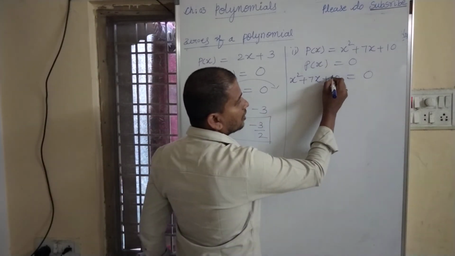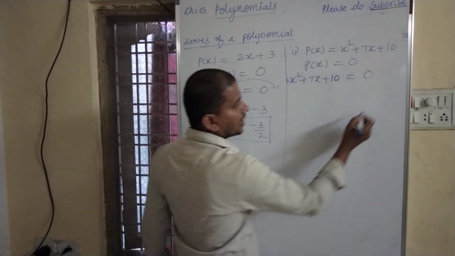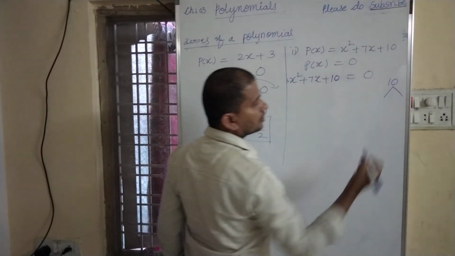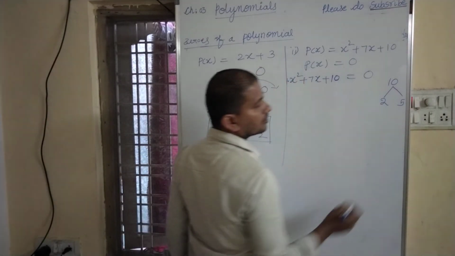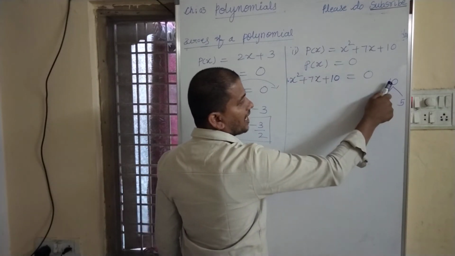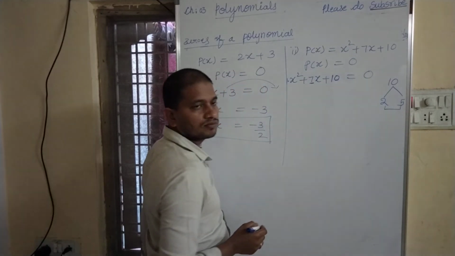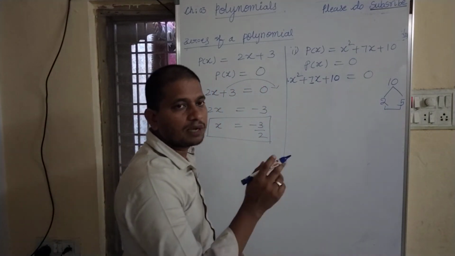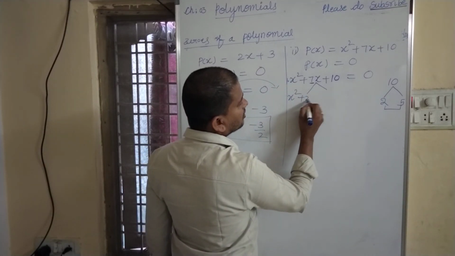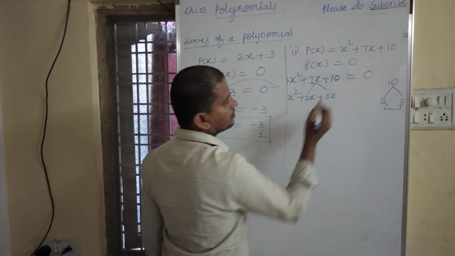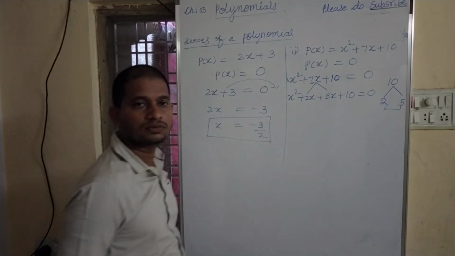You can see here, what is the constant? 10. Coefficient of x square is 1. 10 into 1 is 10. Factors of 10: 2 fives are 10. If I multiply 2 into 5, I will get 10. If I add 2 and 5, I will get 7. We can also call it splitting the middle term. So x square plus 7x I can write as x square plus 2x plus 5x plus 10 is equal to 0.